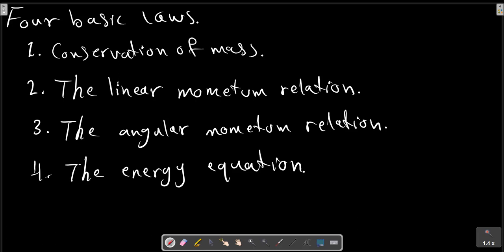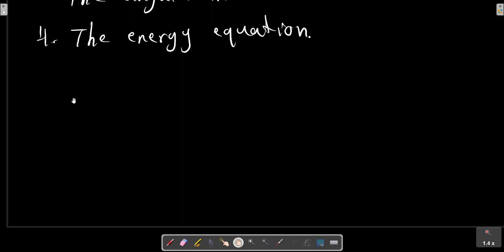First, we are going to have some definitions to start: the integral form of the solution for a control volume. Volume and mass rate of flow.